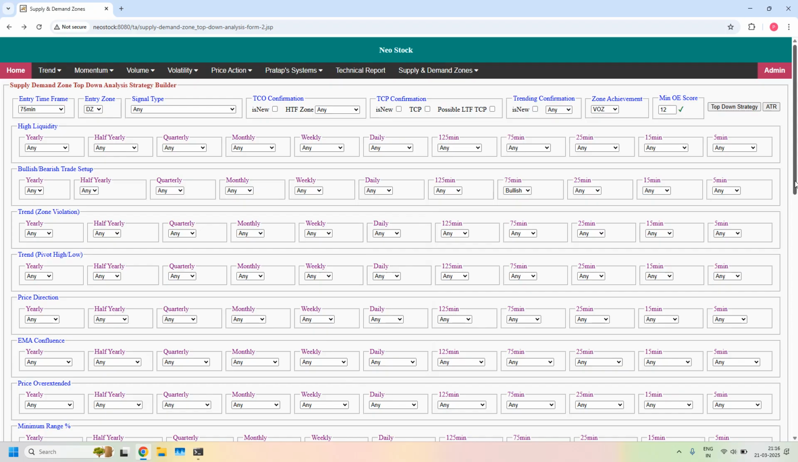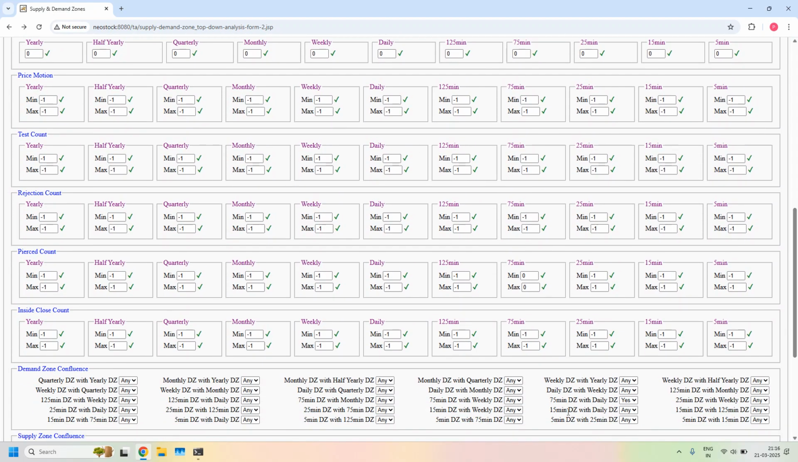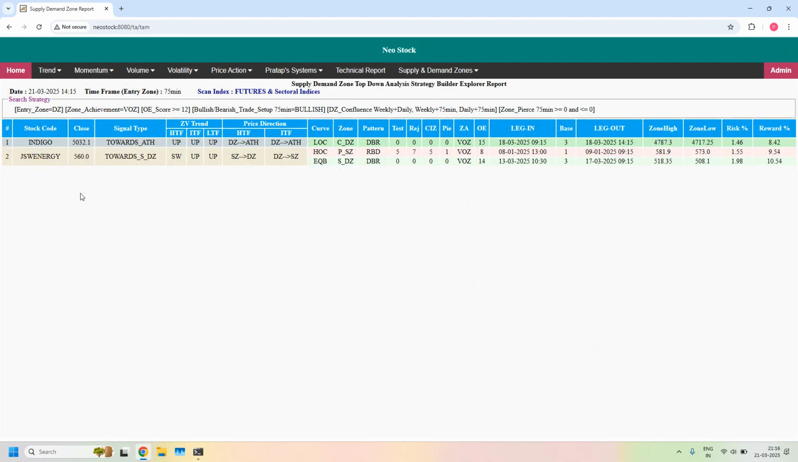I removed the EMA filter. In the demand zone confluence, 3 filters we should set. First filter is already enabled. Next, 75 minute demand zone with weekly demand zone confluence, and daily demand zone with weekly demand zone confluence. With all the 3 filters, we got 2 stocks. In these 2 stocks, these 75 minute demand zones are overlapped with the daily demand zone. Then both together are overlapped with the weekly demand zone.